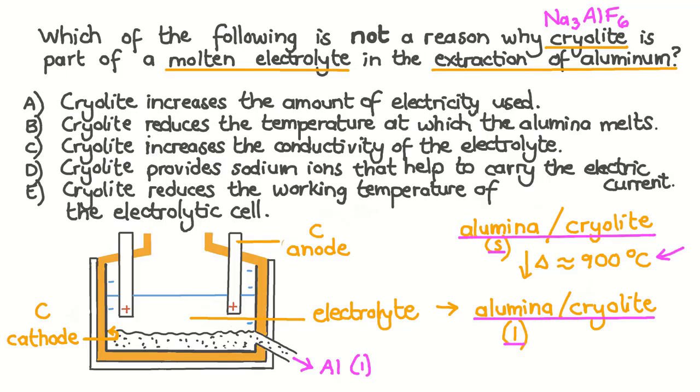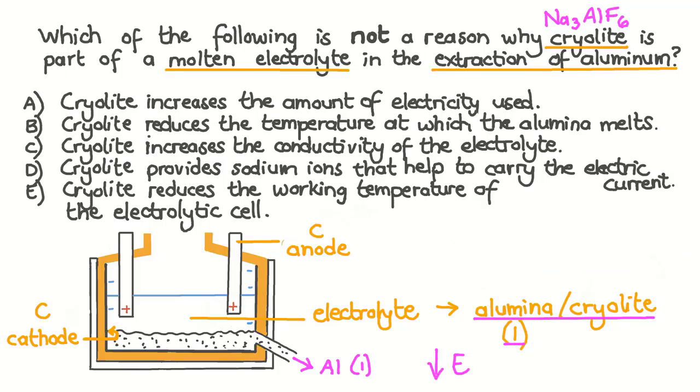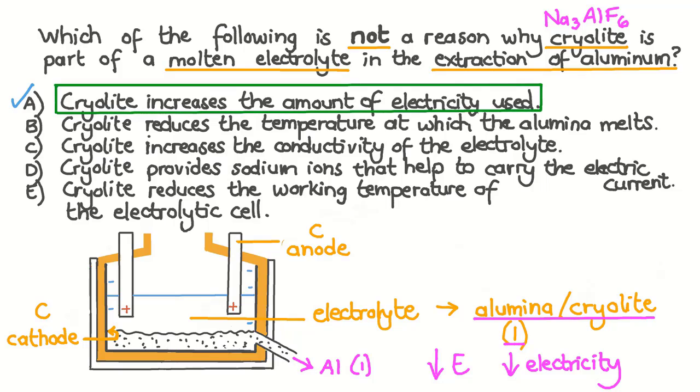This mixture melts at about 900 degrees Celsius instead of over 2000 degrees Celsius, as in the case of pure alumina. Less energy, or less electricity, is therefore used. This decreases production costs. The question asked which of the following is not a reason why cryolite is used. Option A, cryolite increases the amount of electricity used, is not a reason why cryolite is used. Cryolite is used to decrease the amount of electricity needed. The remaining four answer options are reasons why cryolite is added.